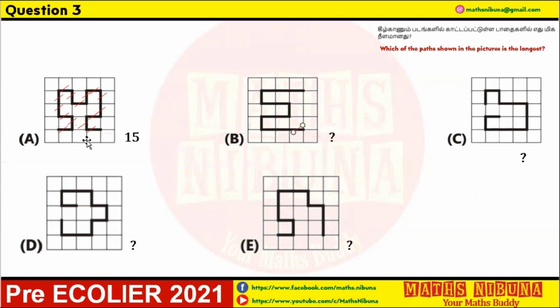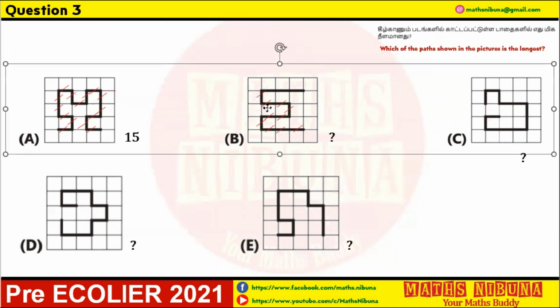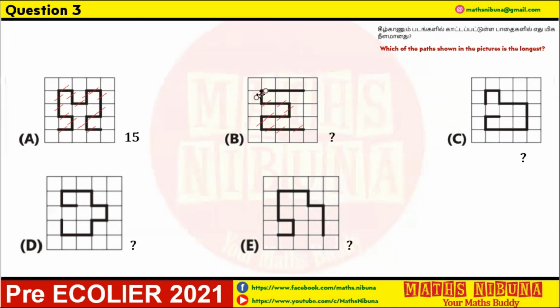Look at B. 1, 2, 3, 4, 5, 6, 7, 8, 9, 10. And then we have 11, 12, and then 13. That means B is out, because A is more than B. B is out. Look at C.